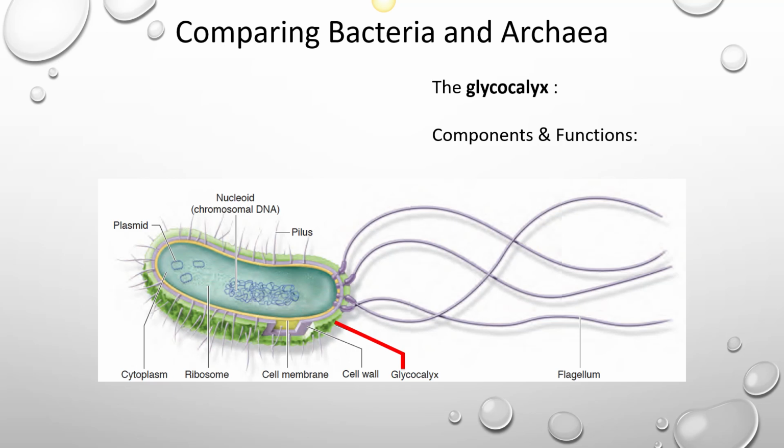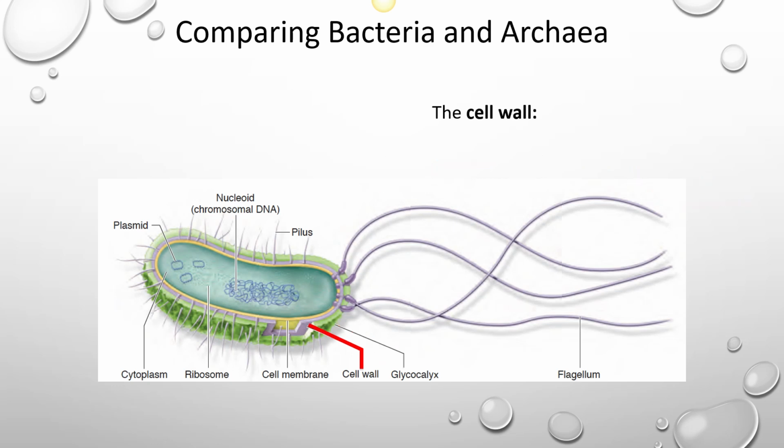The glycocalyx is the outermost layer of the cell. It consists of fimbriae or a capsule. Fimbriae is protein. Capsule is a gel-like layer. The cell wall gives the cell its shape. The cell wall is just underneath the glycocalyx.